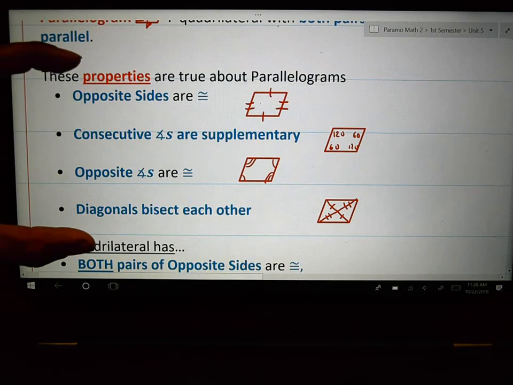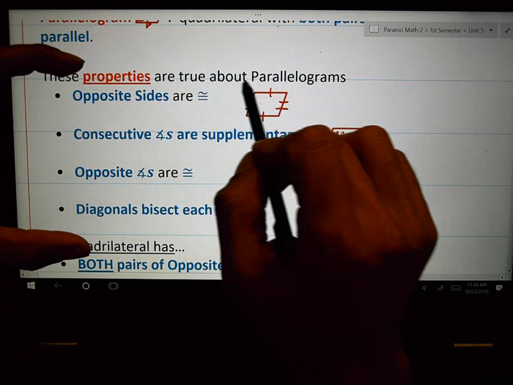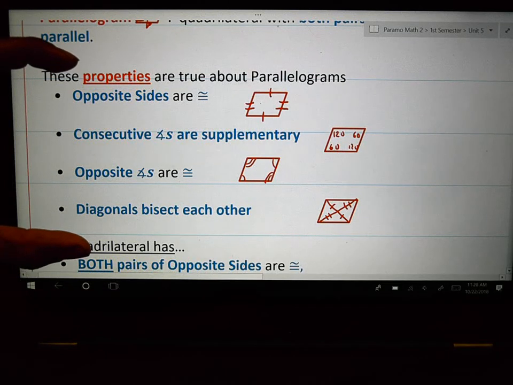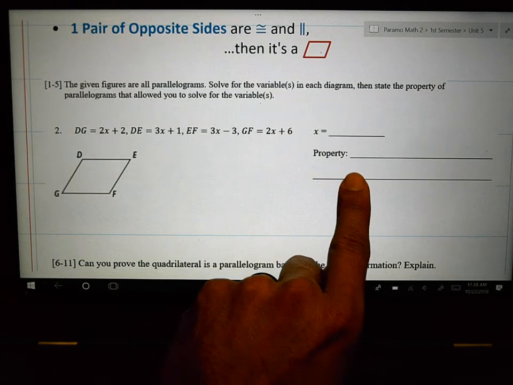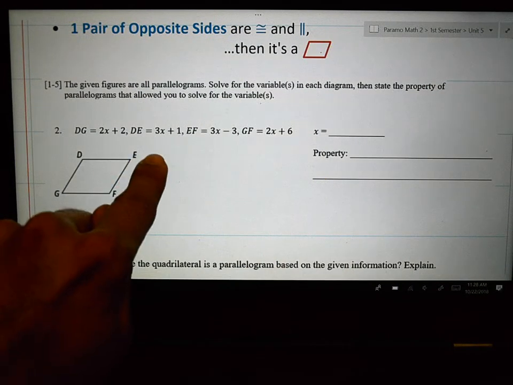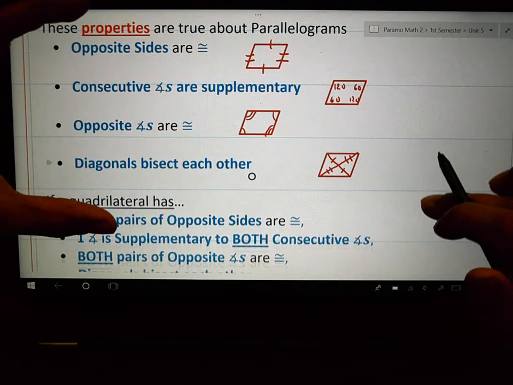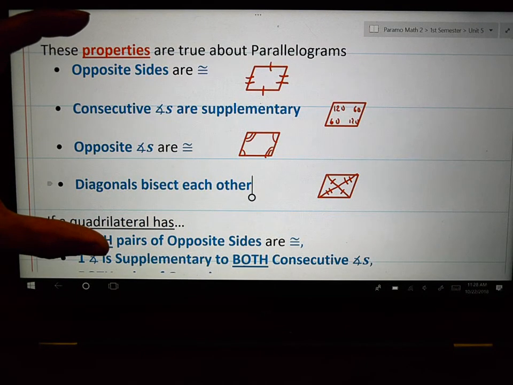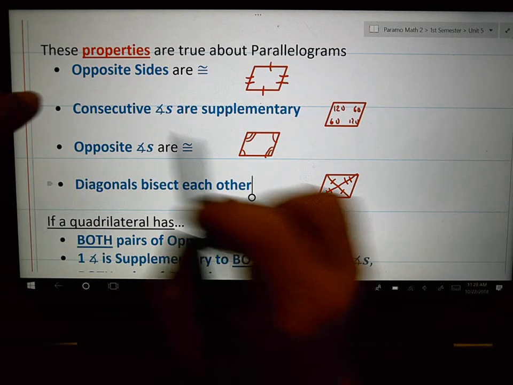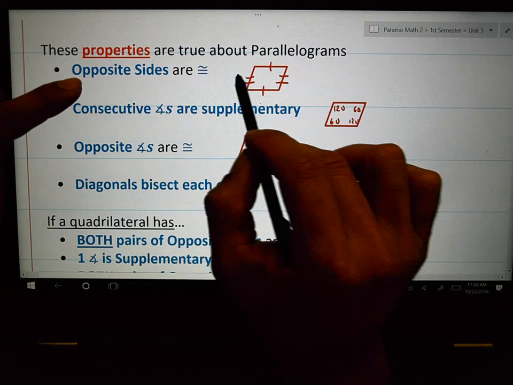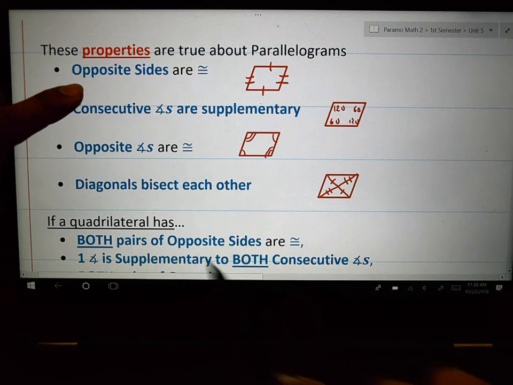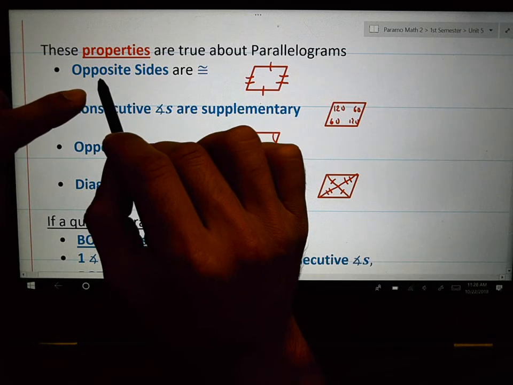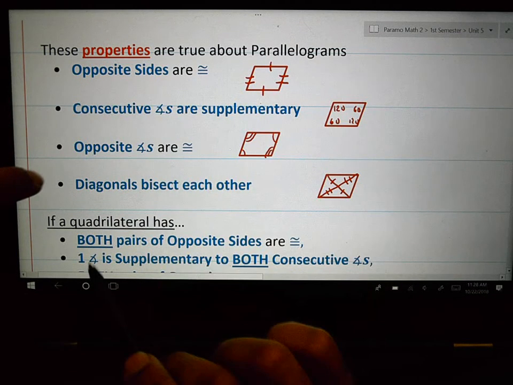These four properties are true when they're a parallelogram. On your worksheet today, the one that you have in front of you, there are several problems, and they're going to ask you for what property you are using. These are the four properties that you can use to solve problems with parallelograms. The first property: if the opposite sides are congruent, you can set them equal to each other. All you would say is that opposite sides are congruent.